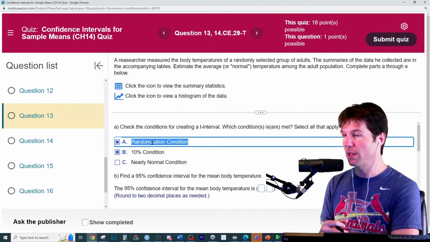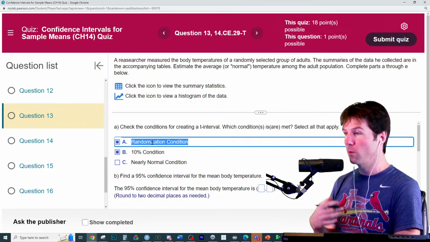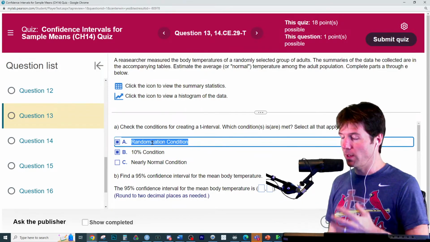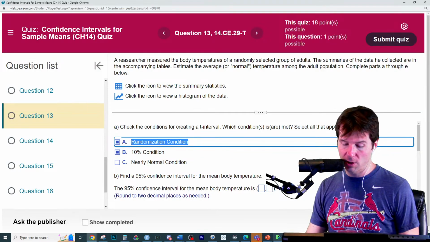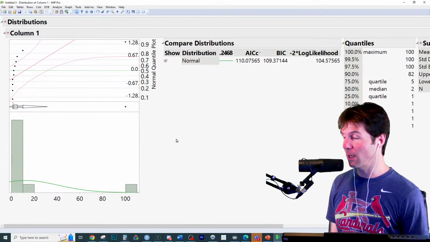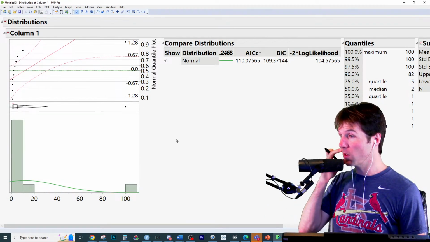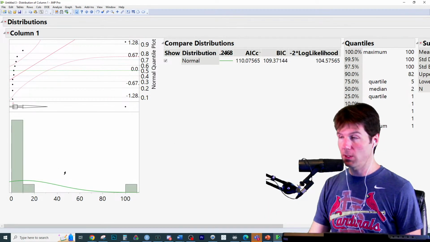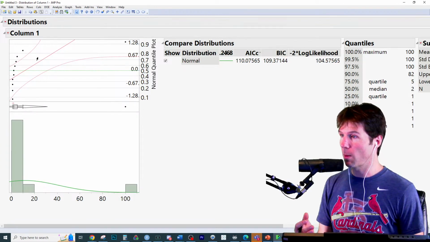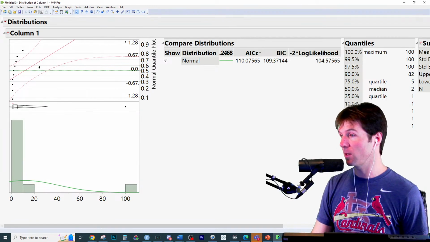And so the third condition now is the nearly normal condition, which, great job, Sloan right there, is going to be checked one of 4 ways. The 4 ways to check the nearly normal condition are, 1, we can look at the shape of the data. If the shape of the data looks like a normal curve, it's good. This does not. 2, we can look at the normal quantile plot, known as a normal probability plot, and if it follows the red line, it's normal. This one does not.